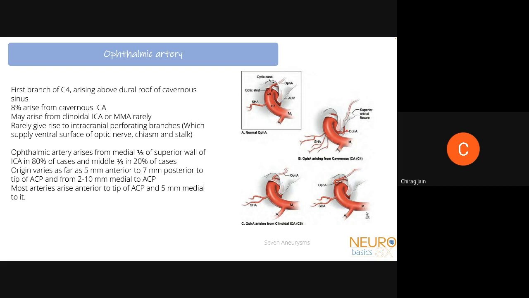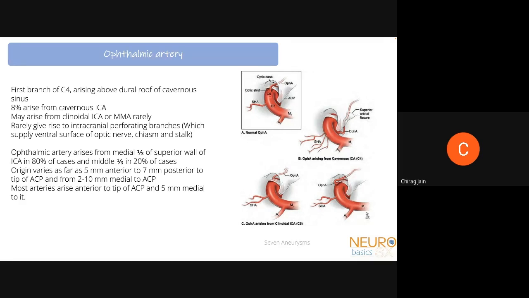This ophthalmic artery will rarely give rise to intracranial perforating branches, and if they do, they usually supply the nearby structures, which are the optic nerve, the chiasm, and the stalk. Most commonly, the ophthalmic artery arises from the medial one-third of the superior wall of the ICA in 80% of cases. So this is the superior wall, and usually in the medial one-third is where it will arise in 80%, and in 20% it will arise in the middle one-third of the wall.